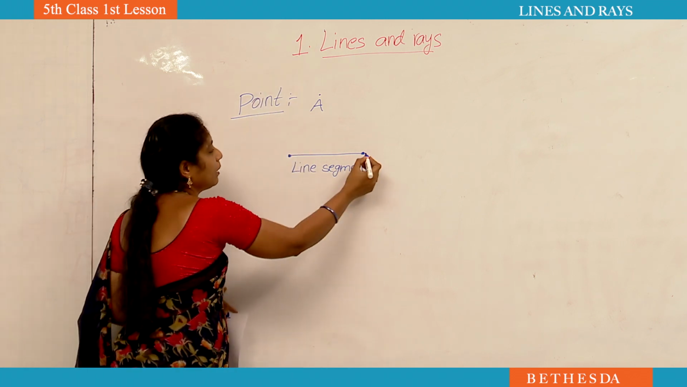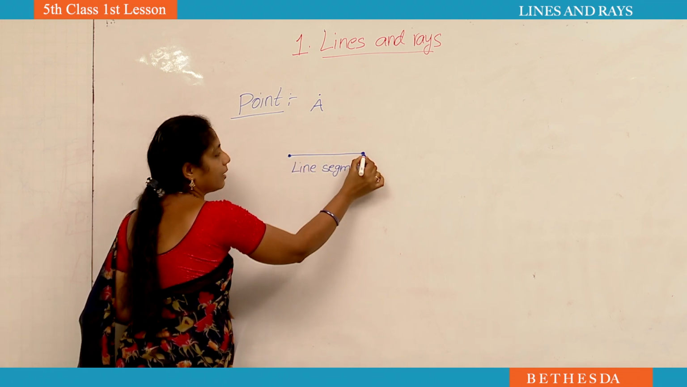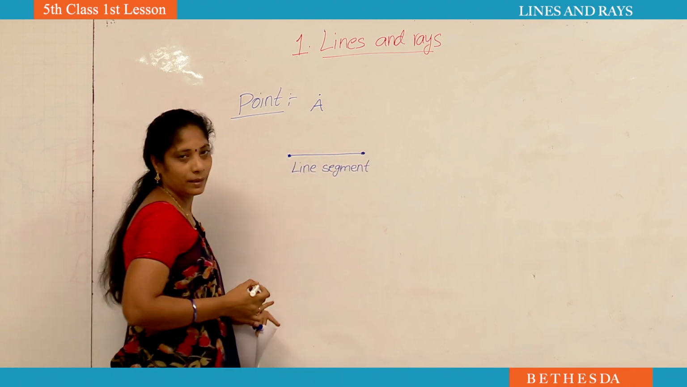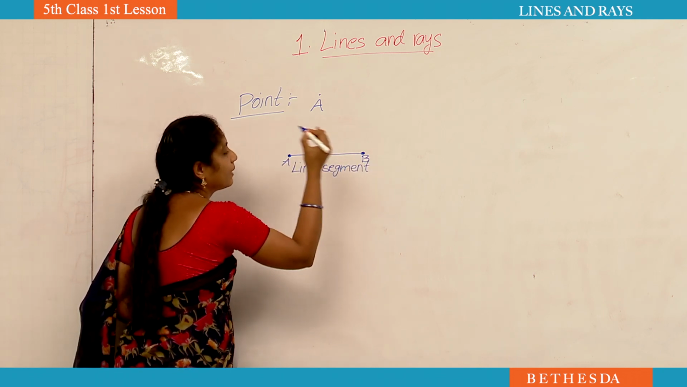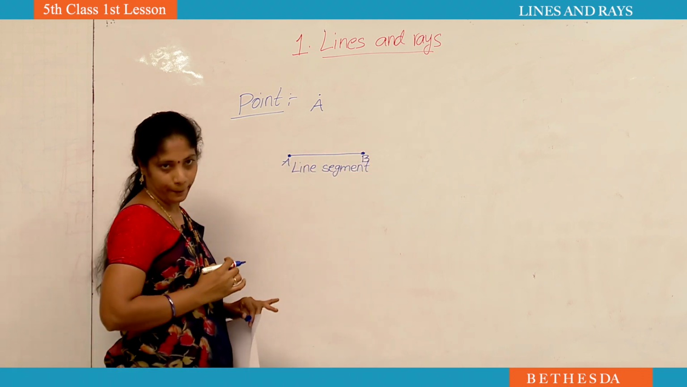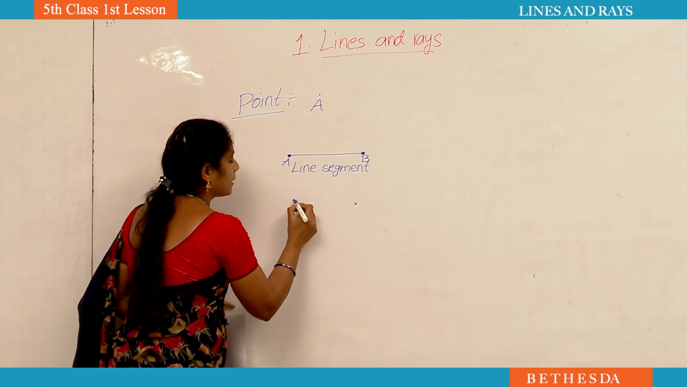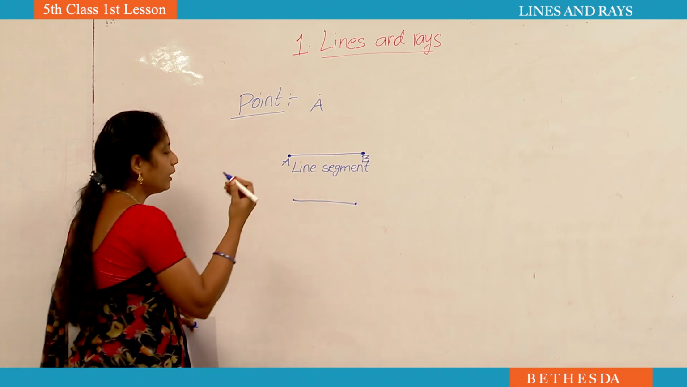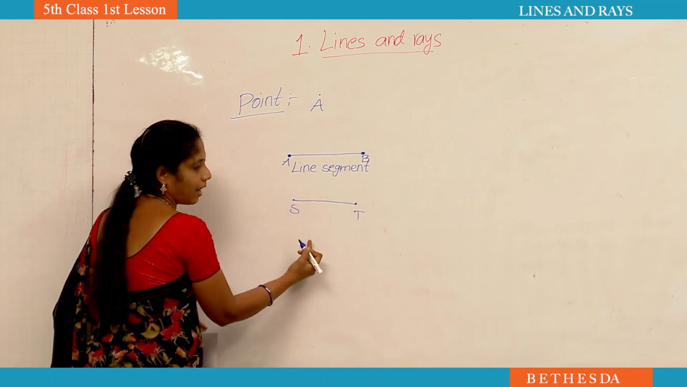Now line segments also we have to give names. This is one point, this is another point. A line segment will end with two end points. Now for a point we always have to use only a capital letter. Now I am giving the name for this line segment: AB. See here, I will draw another line. You can see here, these are the two end points, and the middle of that is the line segment. We can give any capital letters, S, T. Yes, this is another line segment.